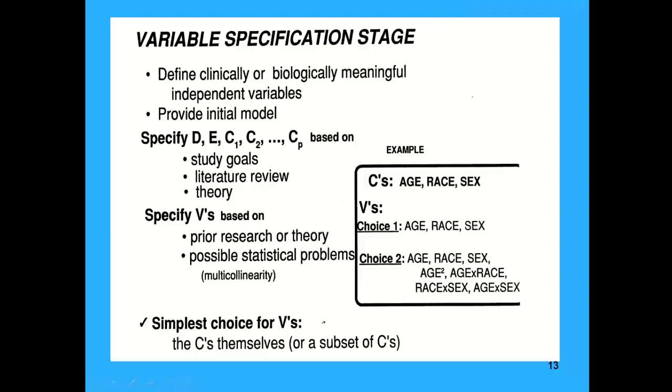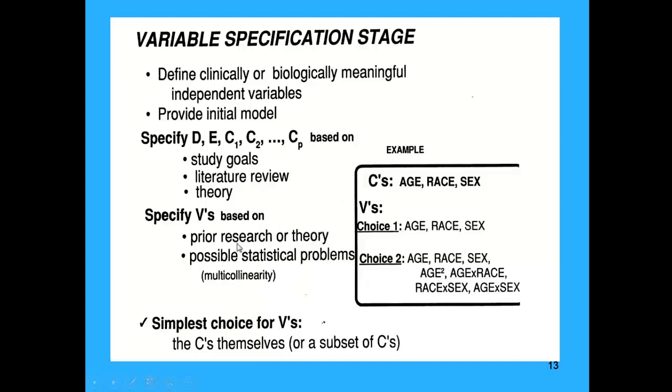So what I'm sort of saying is, if you're starting with the D, E, and the C's in the variable specification, how do you choose the V's? How do you make a decision about the V's? Okay? And it's a loose answer. There's no way I could make it very specific, mathematically specific. And basically, you choose the V's based on prior research or theory and possible statistical problems.